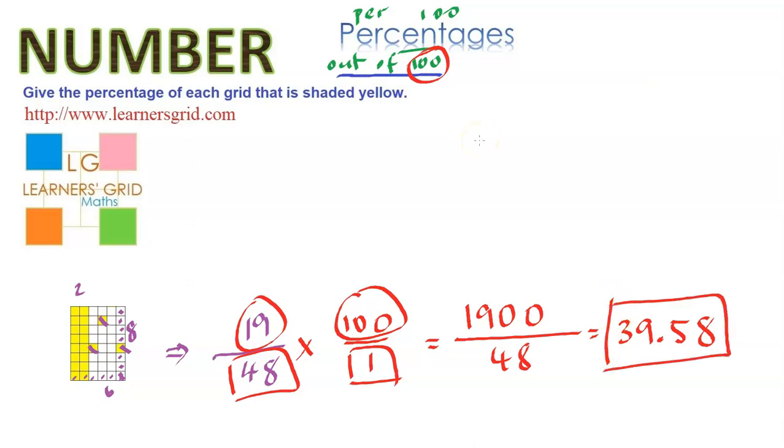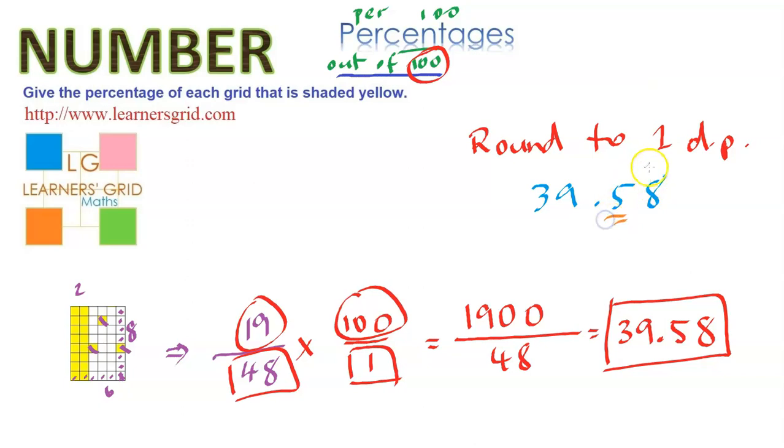Now, if I was to ask you to round that answer to, let's say, 1 decimal place, what would the answer be? Well, I would take 39.58. The cutoff is 1 decimal place, which is here, so cut it off here. Here's our indicator. This is bigger than 4, so that forces that up to 6. And so rounded to 1 decimal place, the answer would be 39.6. Okay? That's the end of this tutorial, showing you how to give the percentage of a shape which has been shaded.